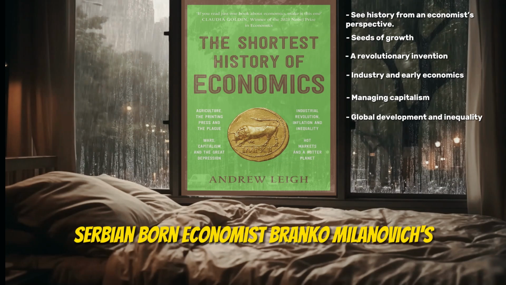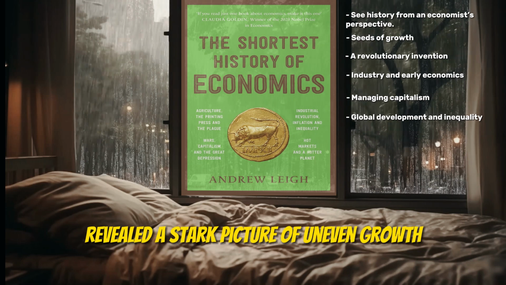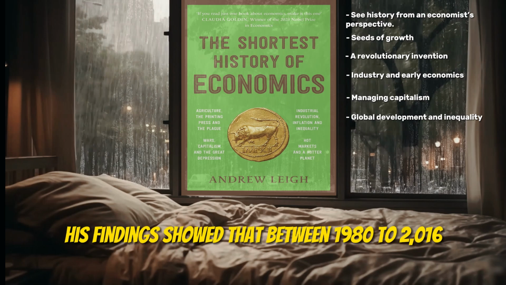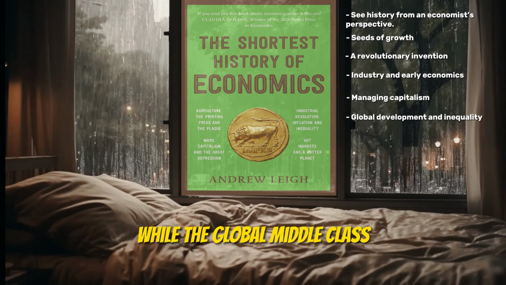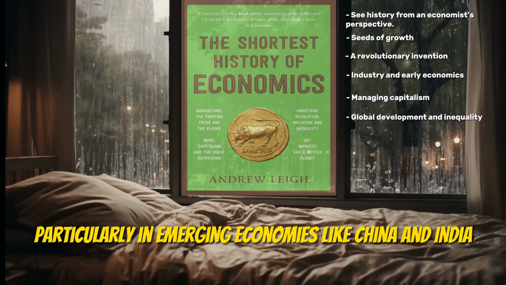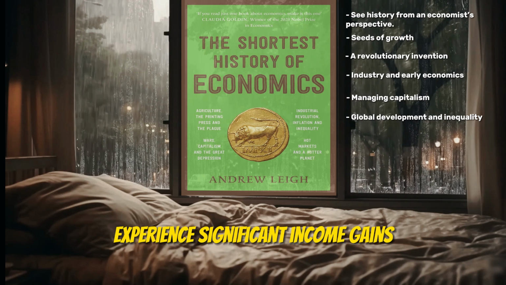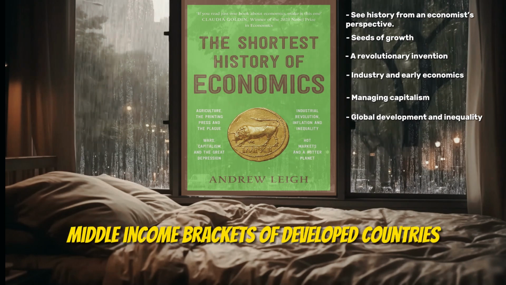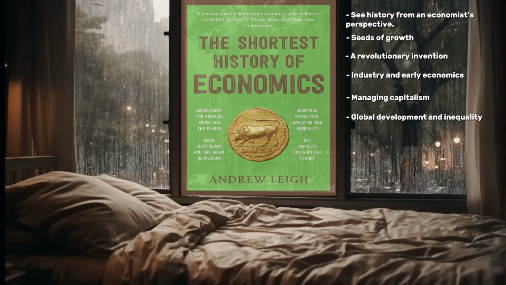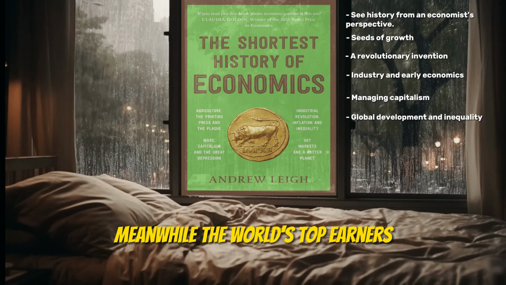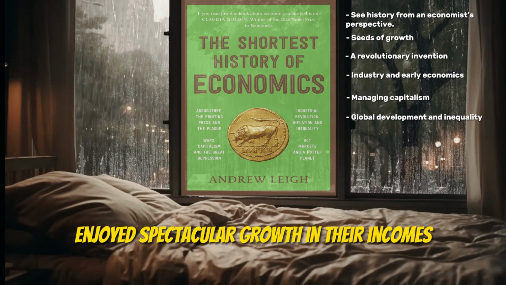Serbian-born economist Branko Milanovic's research on global income distribution revealed a stark picture of uneven growth. His findings showed that between 1980 to 2016, while the global middle class, particularly in emerging economies like China and India, experienced significant income gains, those in the lower middle income brackets of developed countries saw stagnation or even decline. Meanwhile, the world's top earners, especially the top 1%, enjoyed spectacular growth in their incomes.